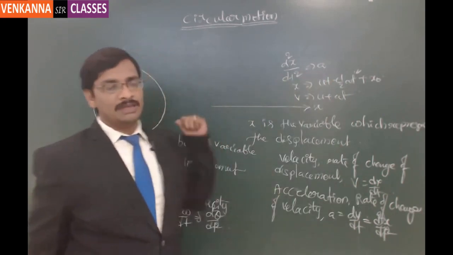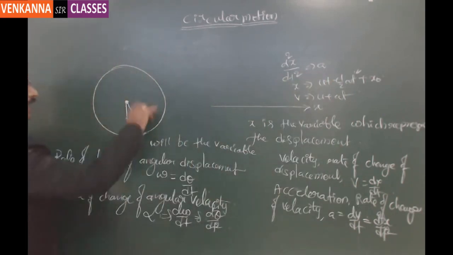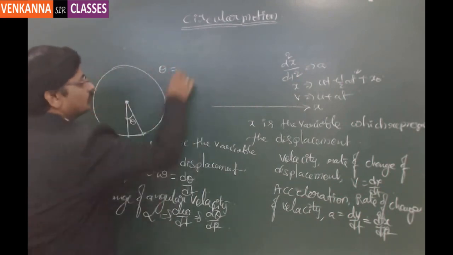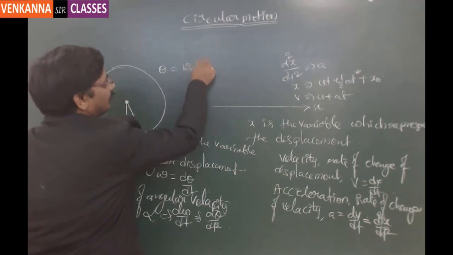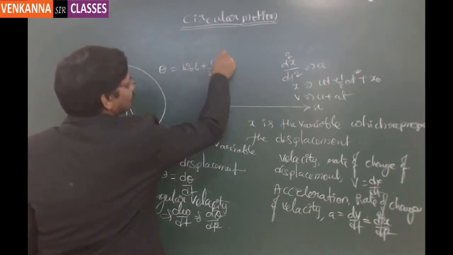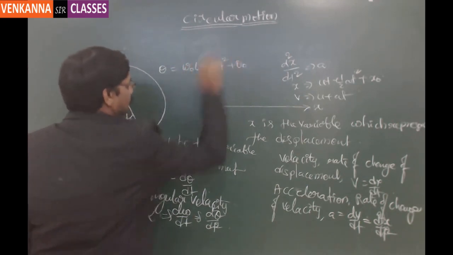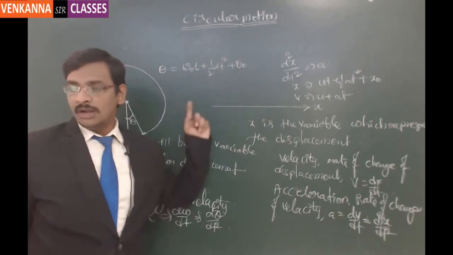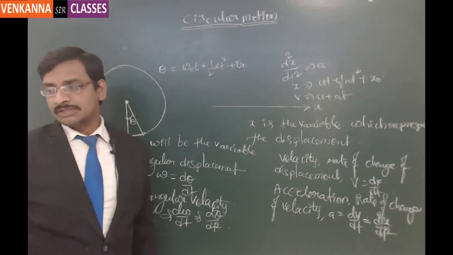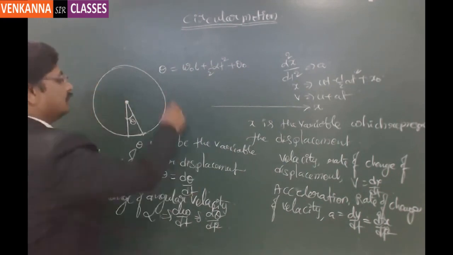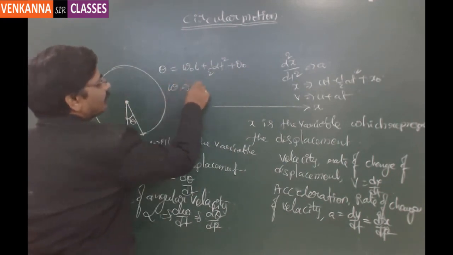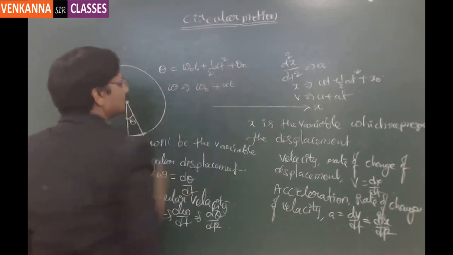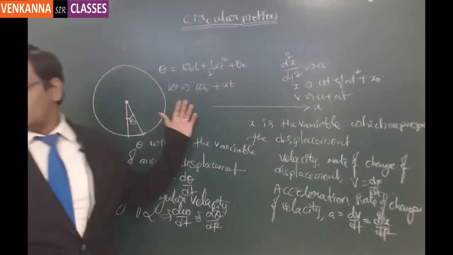Now if we apply exactly the same relations here, the angular displacement theta can be written as omega naught into t, instead of ut, plus half alpha t square plus theta naught. So this is the angular displacement at any instant in circular motion with constant angular acceleration. The angular velocity at any instant, omega, can be written as the initial angular velocity plus alpha into t.